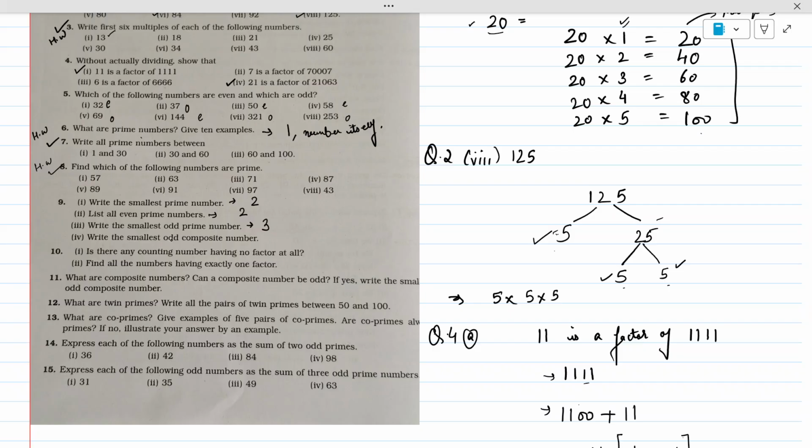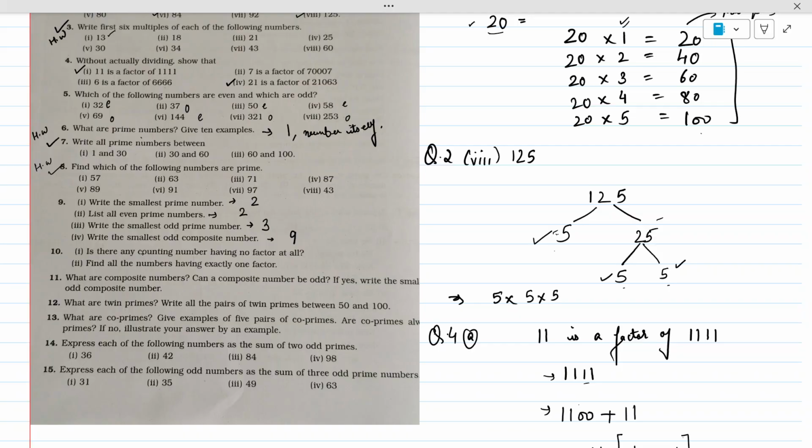And write the smallest odd composite number. So kids, what is the smallest odd composite number? It cannot be 5 because 5 is not composite, it's odd. It cannot be 7, right? Why? Because 7 is not composite, although it's odd. Coming to 9. 9 is odd and 9 is composite also because it has a factor other than 1 and 9, and that is 3, right? So this is the smallest odd composite number.